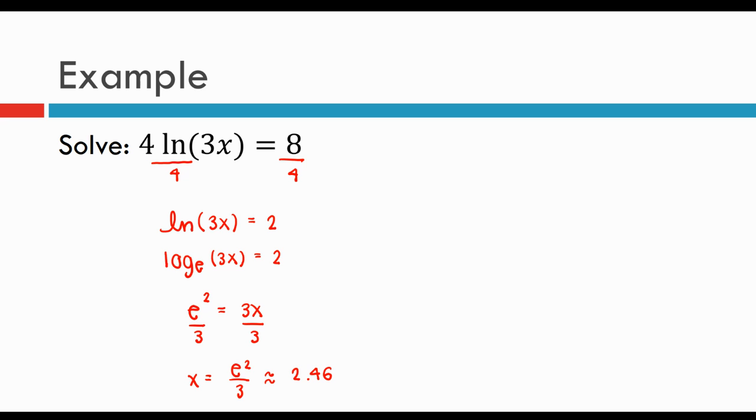2.46. Now, once again, because my original problem is a log equation, there's restrictions on our domain. So I'm going to check to make sure that this is legit. So we'll have 4 times the natural log, and now it's 3 times 2.46, and that's going to equal 8. Once again, we really just have to check that the expression connected to the log is going to be greater than 0. We'll notice that 3 times 2.46 is going to be a positive number, making it greater than 0. It checks out, so we can say that this is our solution.